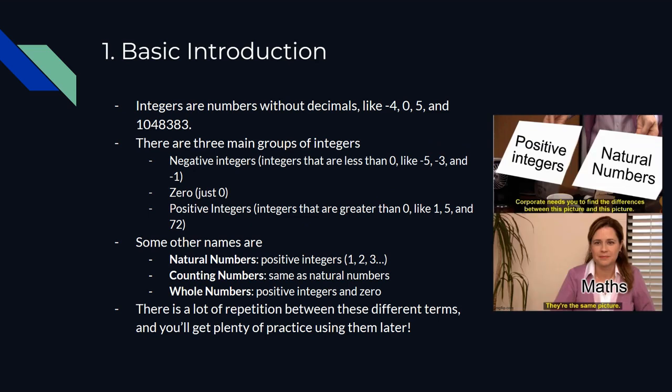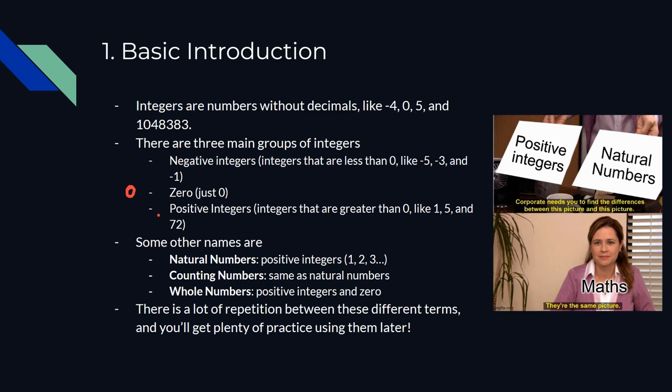So basically, integers are numbers that don't have decimals. They're like full numbers. Some examples are -4, 0, 5, and a big number like this. There are three main groups of integers. One of them is just 0, so it's just the number 0. The other one is all negative integers, which are less than 0. And the final group is all other integers, which are positive integers that are greater than 0.